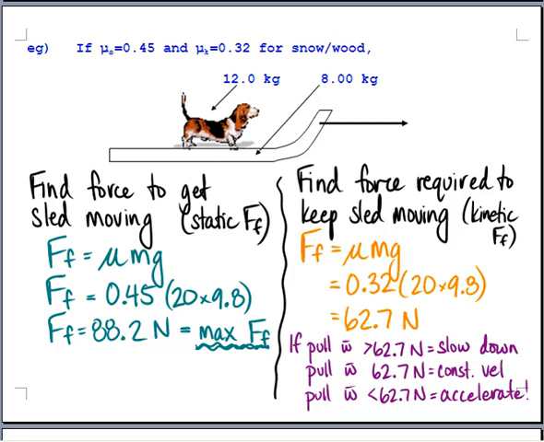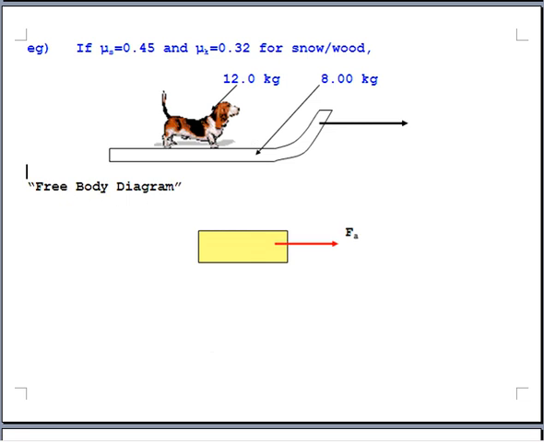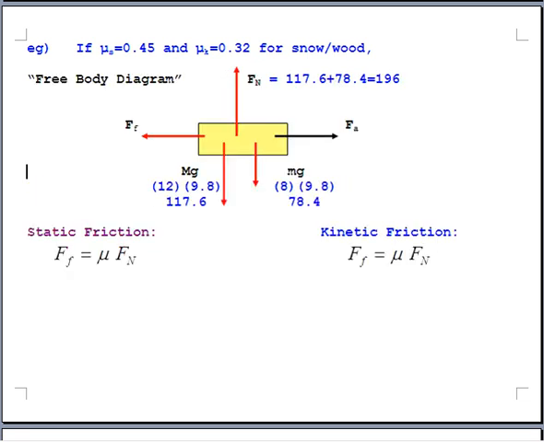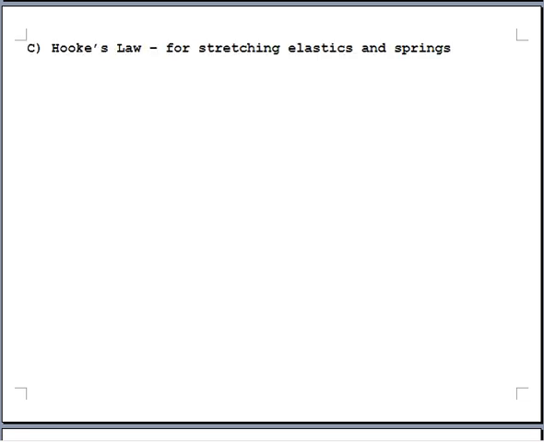All right. So let's keep going. There's one example to get us started. We'll skip all of this. I'm going to get into free body diagrams later. Let me quickly show you about elastics and springs. It turns out they work the same way.